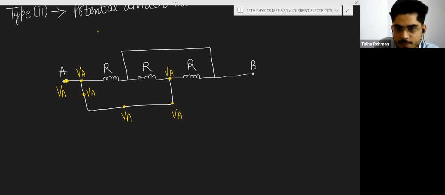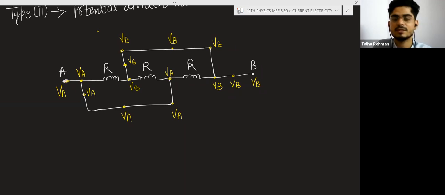Now this is point B. Here is potential VB. In the path, when you are moving on the wire, if there is no resistance, then here also the potential is VB. Here also the potential is VB. See the beauty.